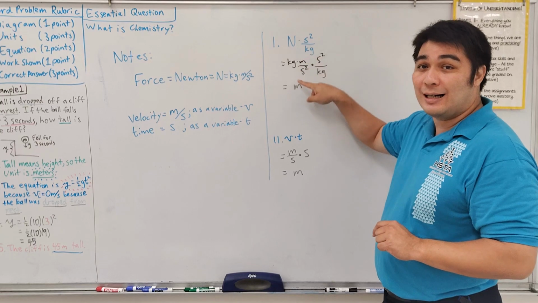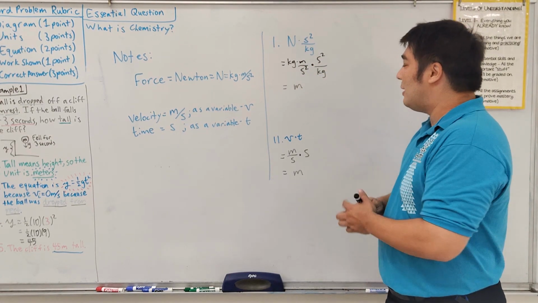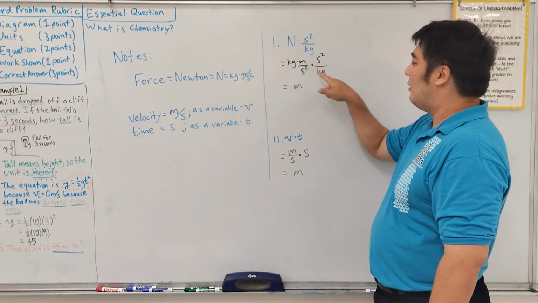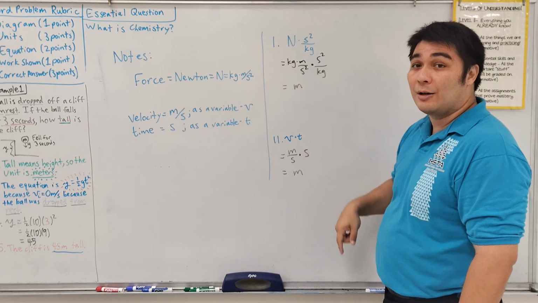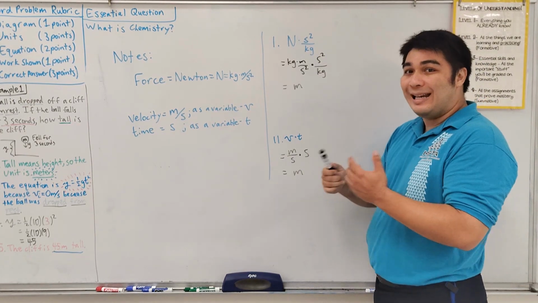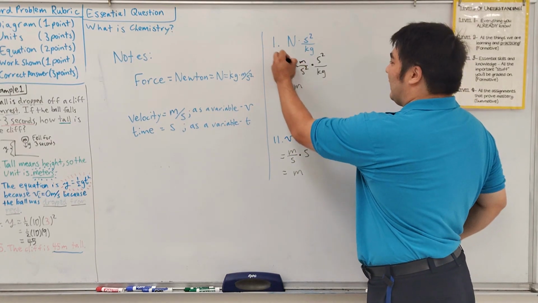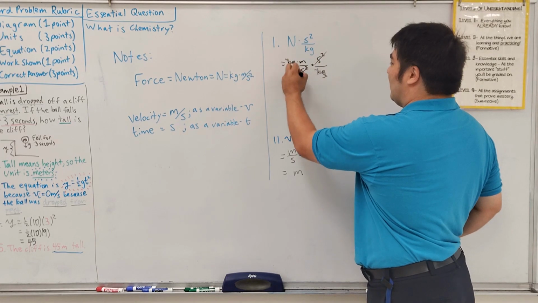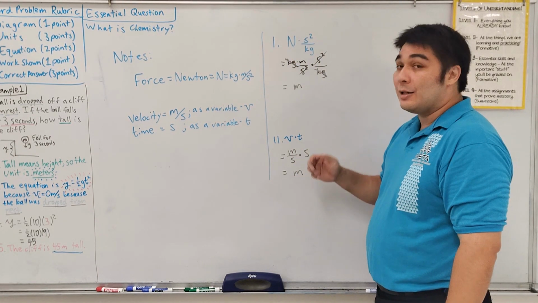Hopefully you can see that contrast with the change of color. Once I've done that, what you'll notice is that I've got kilograms in the numerator, kilograms in the denominator. Seconds squared in the numerator, seconds squared in the denominator. So what am I going to do? I'm going to cancel them using my rule that anything divided by itself except 0 is 1. So we cancel out kilograms, we cancel out seconds squared, and we're left with meters as your answer.